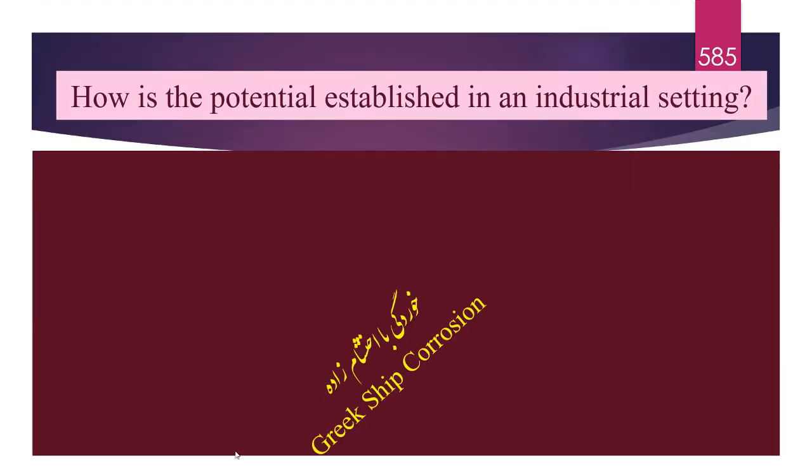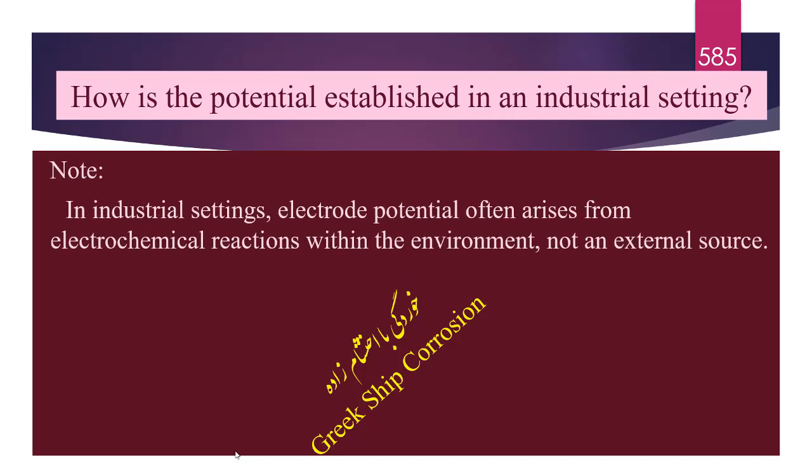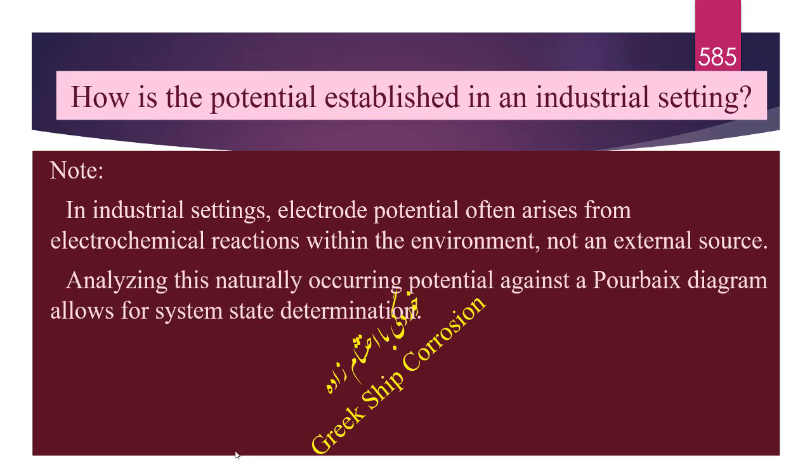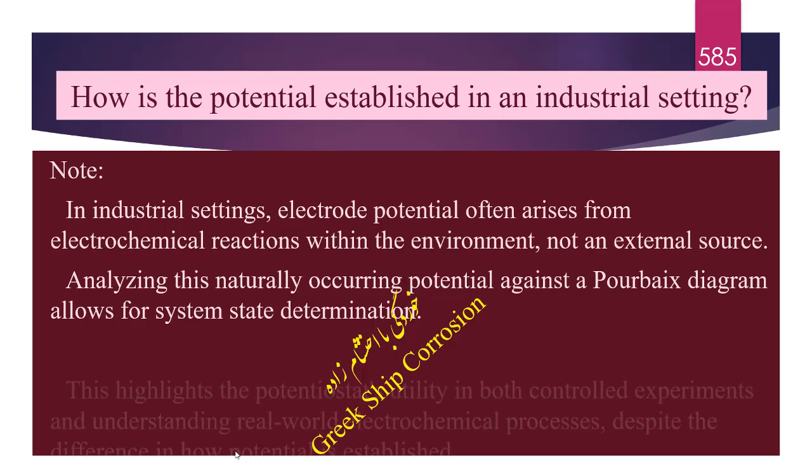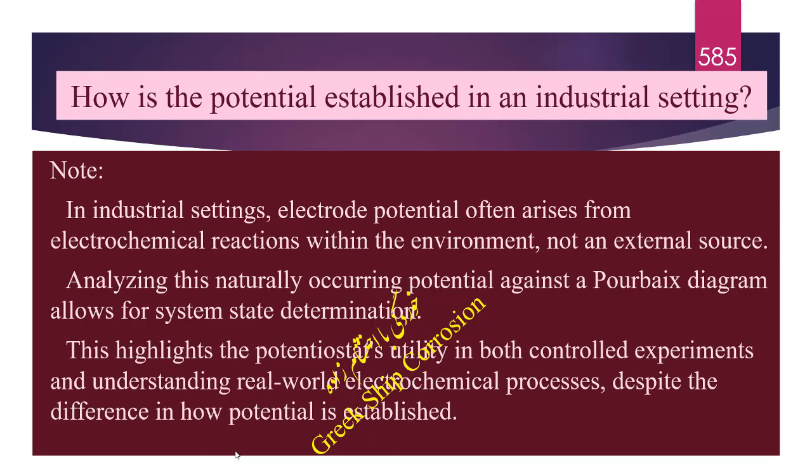How is the potential established in industrial settings? Note: in industrial settings, electrode potential often arises from electrochemical reactions within the environment, not an external source. Analyzing this naturally occurring potential against a Pourbaix diagram allows for system state determination. This highlights the potentiostat's utility in both control experiments and understanding real-world electrochemical processes despite the difference in how potential is established.